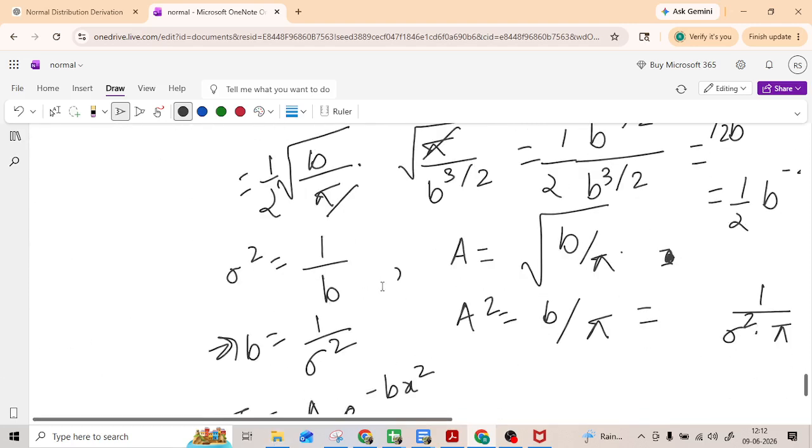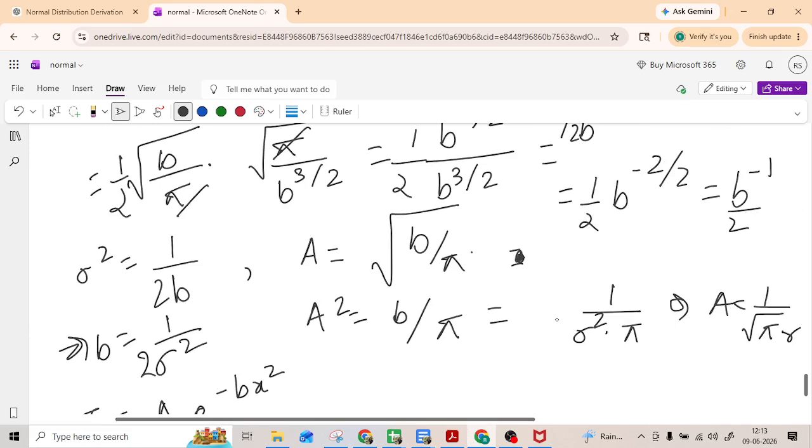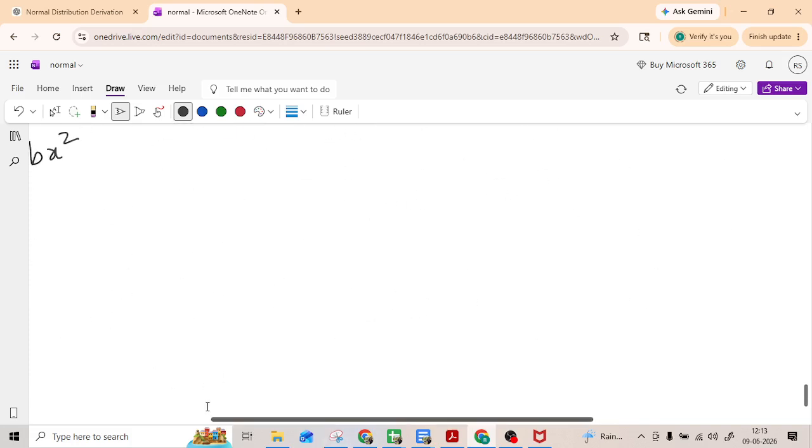So it becomes sigma square is equal to 1 by 2b. Which means that b is equal to 1 by 2 sigma square, and a square is equal to b by pi, so we would need to just write it as 2 pi. That's what I was wondering. So a becomes 1 by sigma into root 2 pi. All right, so we had given this, so now let's come back.